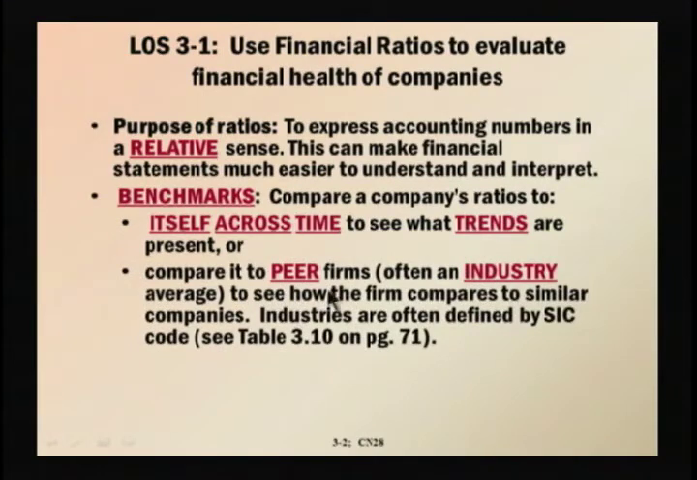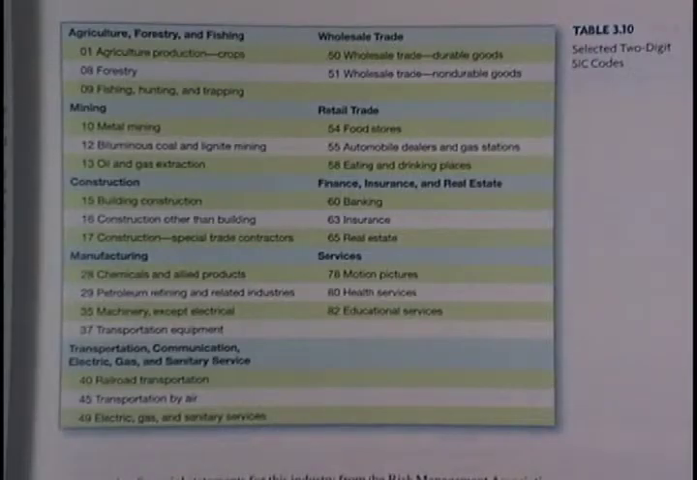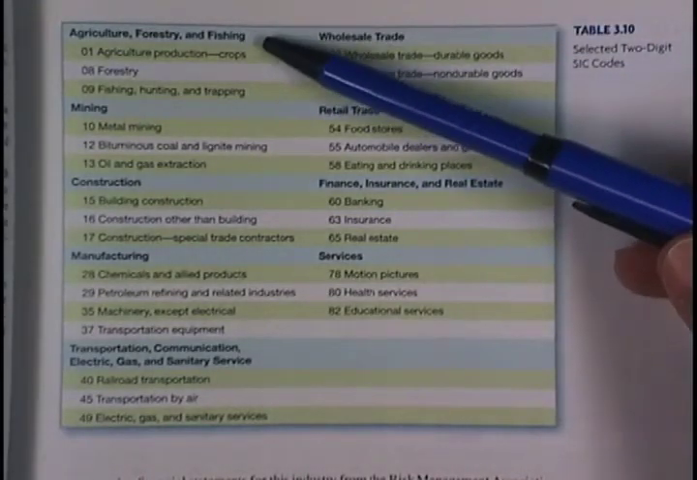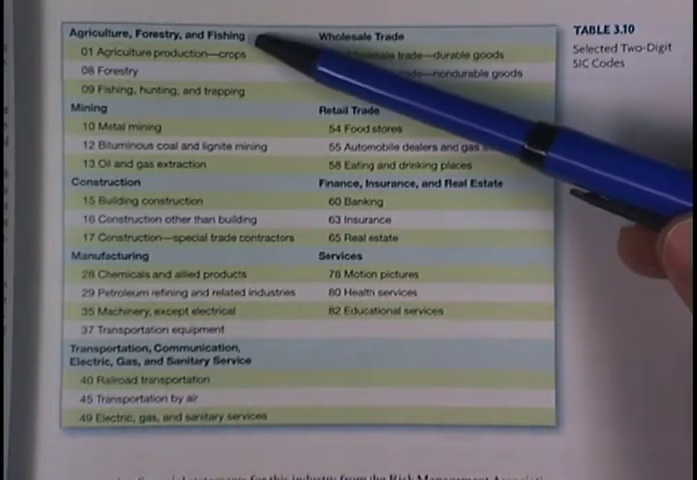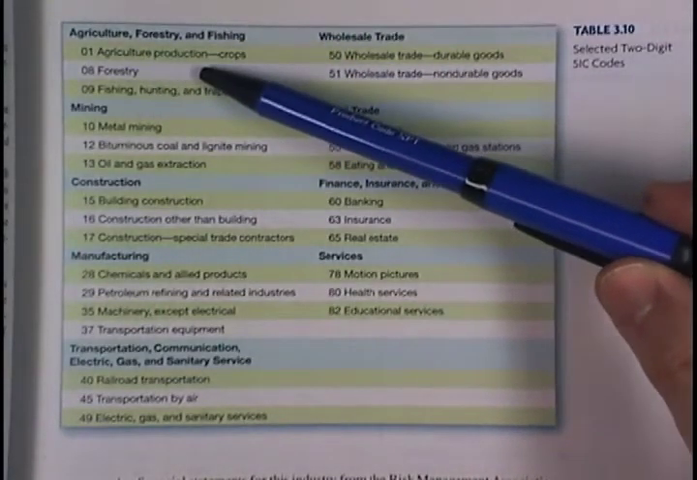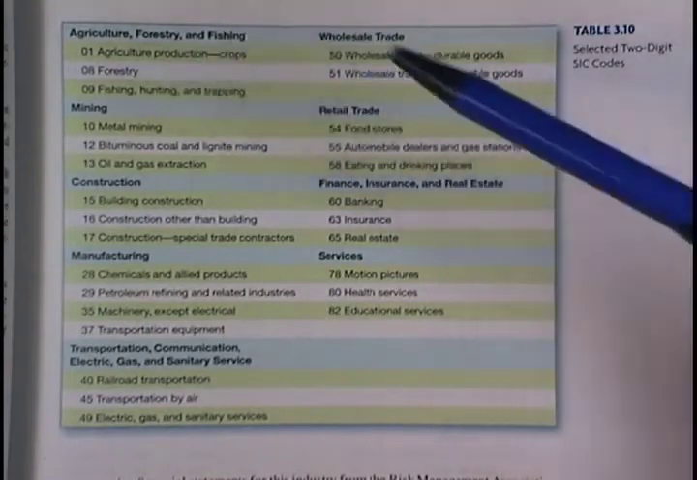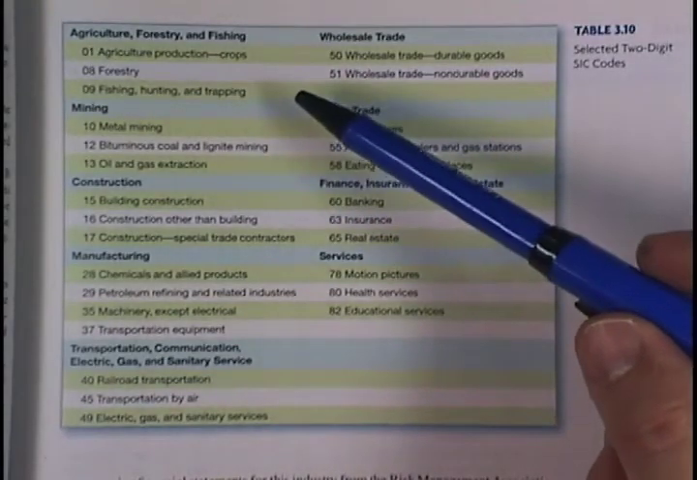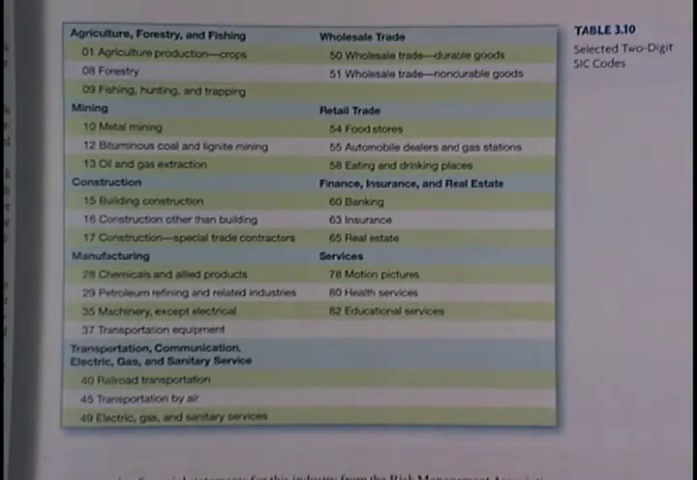And the second benchmark is to compare the firm to peer firms in its industry or often an industry average. The definition of an industry is not all that precise sometimes, so we use the standard industry classification codes. For example, Table 3.10 in the textbook shows different SIC codes such as agriculture, forestry, and fishing as a broad category, and underneath that, agriculture, production, or forestry, or fishing is broken down. Those are the 2-digit SIC codes, and they do go out to more digits to more precisely define an industry.